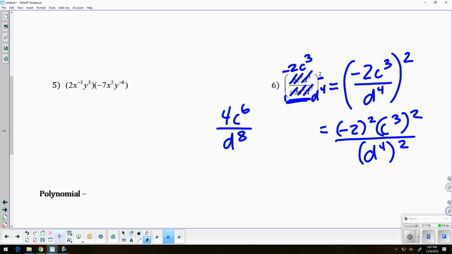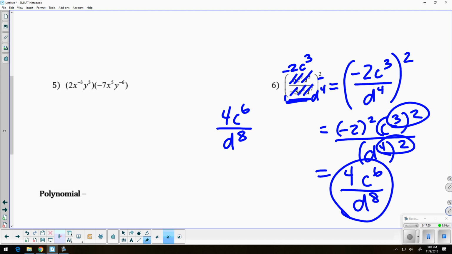If you square everything afterwards, you still get to the same answer, because negative 2 squared is positive 4, negative 2 times negative 2. C would still be to the 6th power, again, you have to multiply the exponents. And then d would still be to the 8th power. Okay? So same exact answer that we got before, but just a different way.